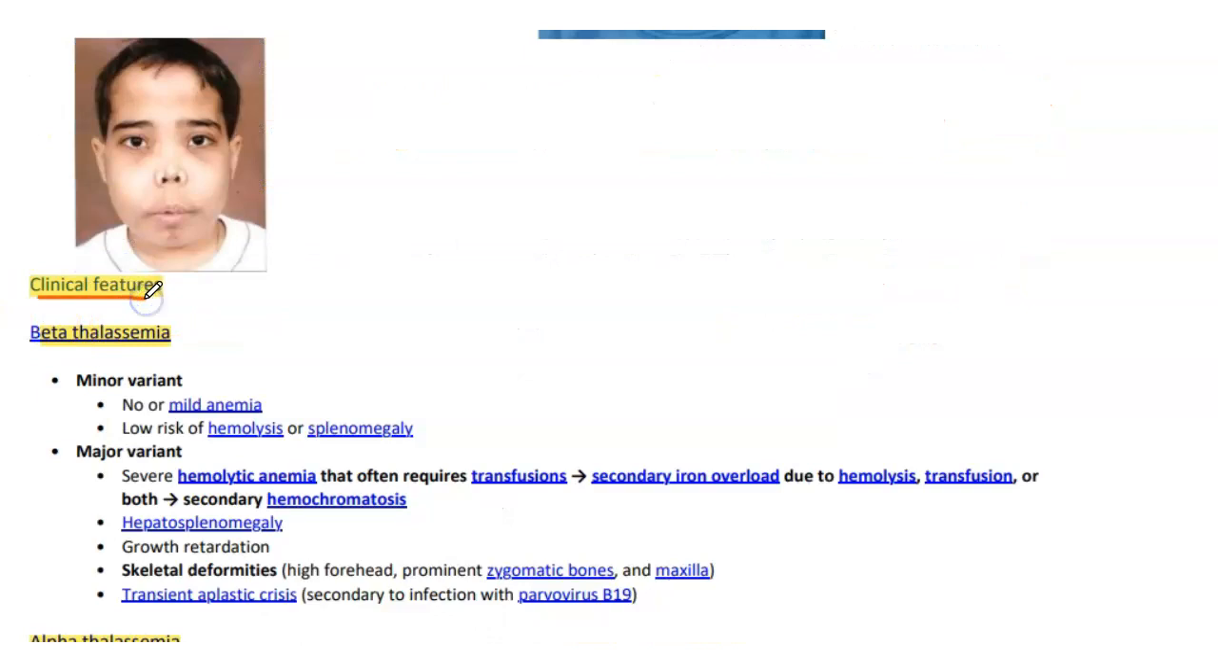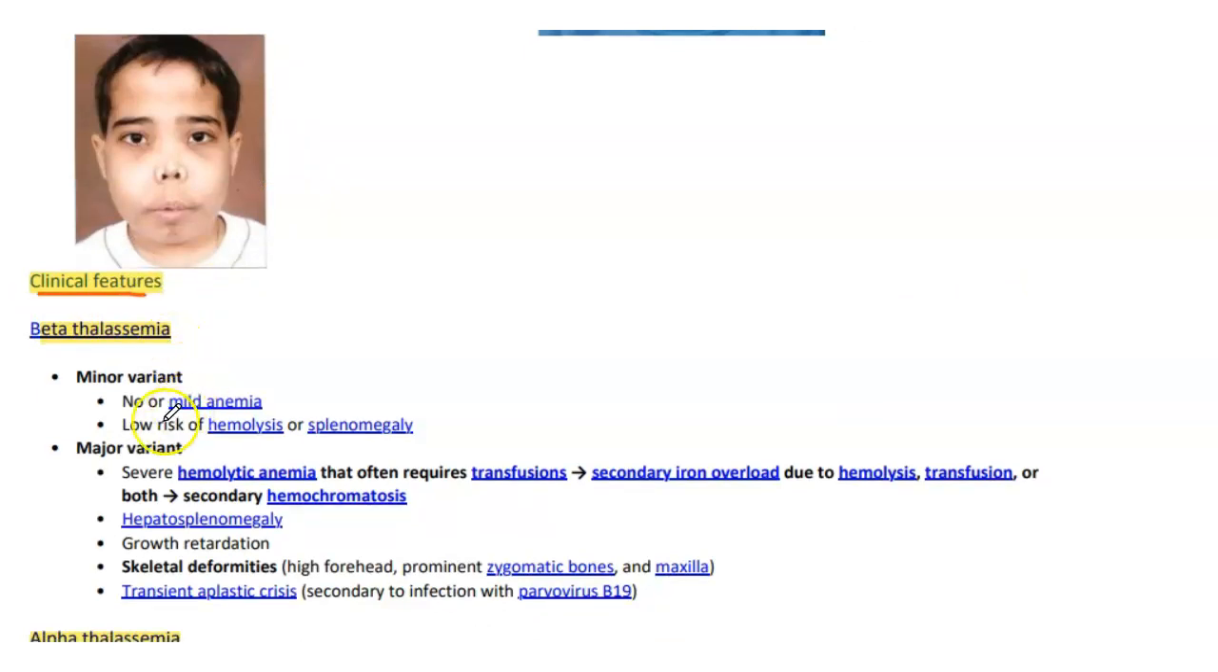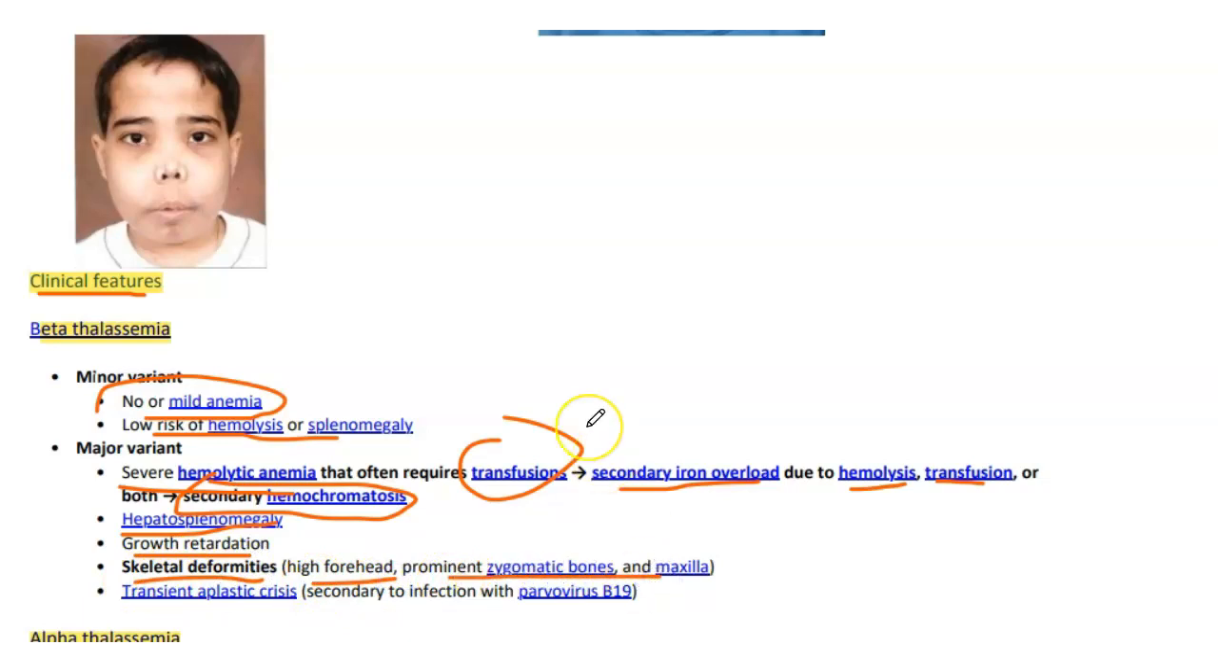Then we have the clinical features, how the patient will present. So beta thalassemia minor variant has no or mild anemia and low risk of hemolysis or splenomegaly, while in the major variant we have severe hemolytic anemia that often requires transfusion, and secondary iron overload due to hemolysis, transfusion, or both, so secondary hemochromatosis occurs. Also, it can lead to hepatosplenomegaly, growth retardation, and skeletal deformities like high forehead, and prominent maxillary and zygomatic bones.